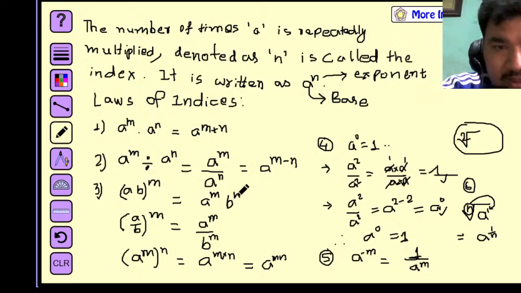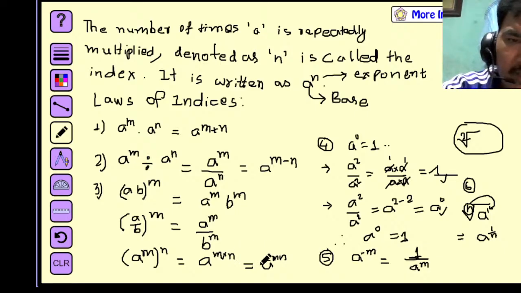This m is the power of a also, b also, while removing the bracket. And here the same, a by b to the power m. That means this a has power m, b also has power m. And here is a to the power m, and then its whole power n. Then what to do here? a to the power m into n, that means a to the power mn.